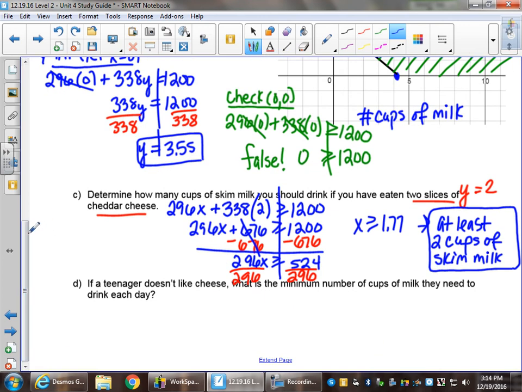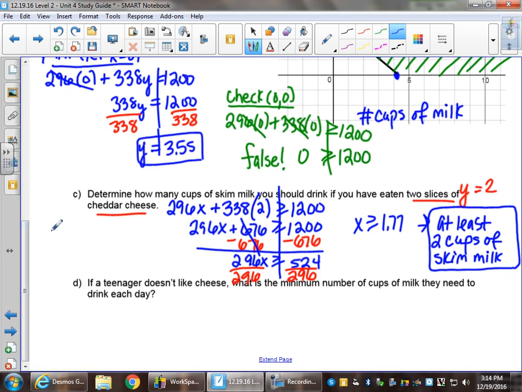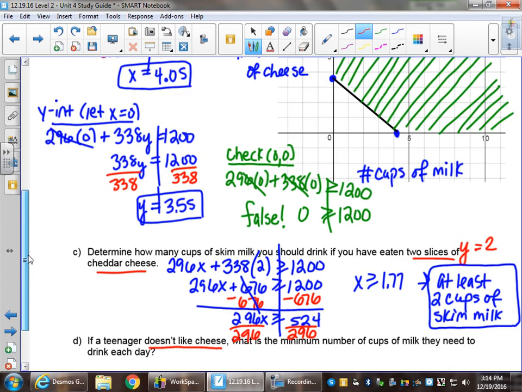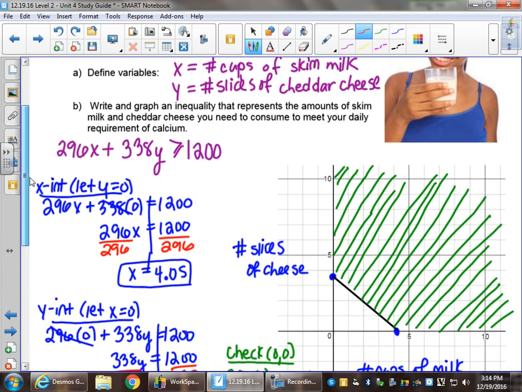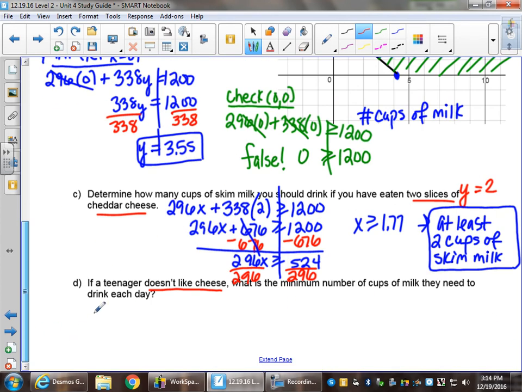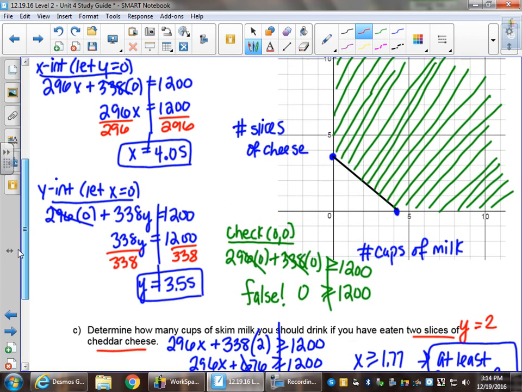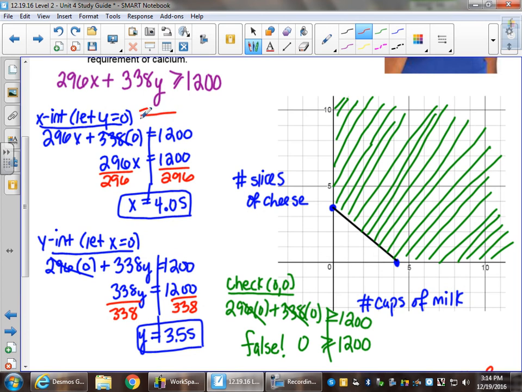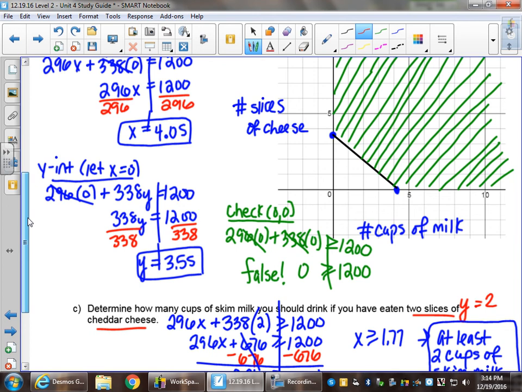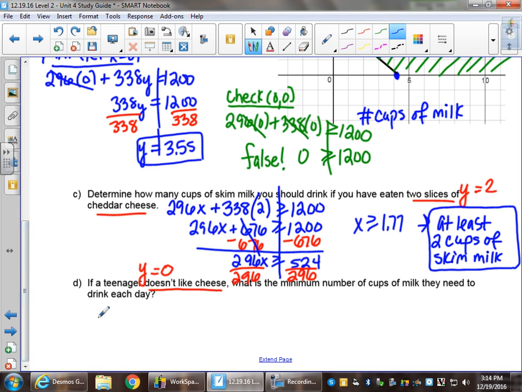D says, if a teenager doesn't like cheese, what is the minimum number of cups of milk they need to drink each day? So doesn't like cheese would mean they're not going to eat any if they can avoid it. So cheese is, again, a value for y. So we're saying, well, no cheese, that's y equals 0. What's awesome about that is you already did that work, right? If we come back up here and look, you let y equal 0 right here. So you can either realize that you already did this or go ahead and do it again. But we already know x equals 4.5.